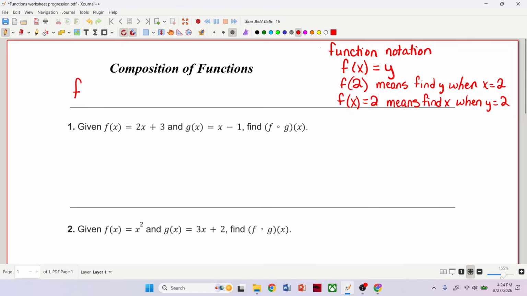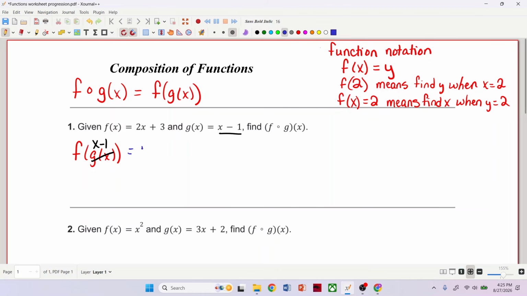Well, f composition of g of x is the same as writing f of g of x. And what that means, if you put the f of x above it, is that every x value in f, we plug in the g equation. So on this one, f of g of x, we're going to look at g of x, which is x minus 1. And everywhere we see an x in f, we're going to plug in the x minus 1.